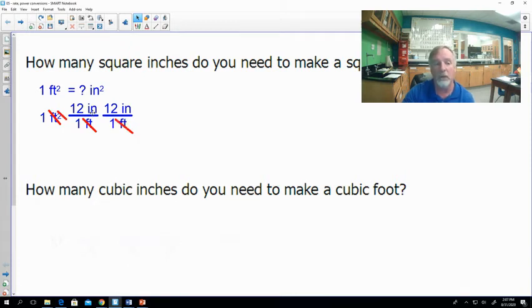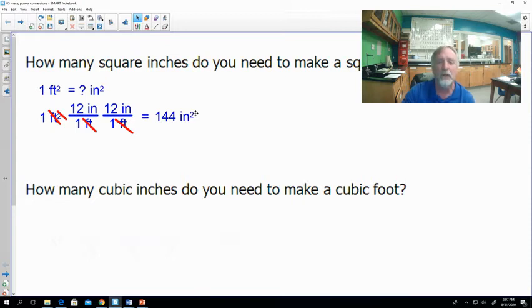What are we left with? An inch in the top and another inch in the top. Inch times an inch. Those are square inches. So our answer is going to be, we have to multiply our numbers together. 1 times 12 times 12 gives you 144. What are our units? Inches times inches, inches squared.